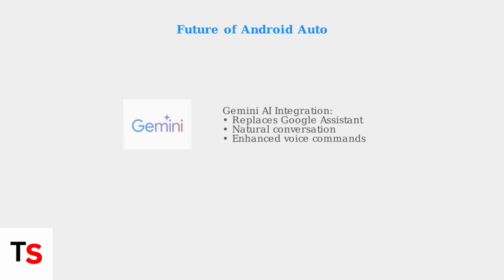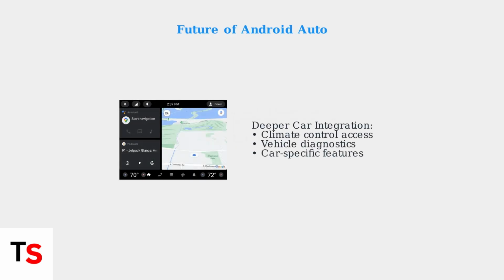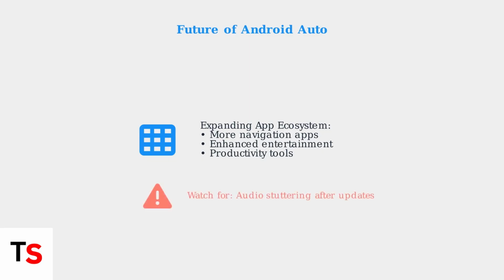Looking toward the future, Android Auto is evolving rapidly. The most significant change is the integration of Gemini AI, which will replace Google Assistant and provide more intelligent conversational interactions. Android Auto will also integrate deeper with vehicle systems. Expect direct control of climate settings, access to vehicle diagnostics, and integration with car-specific features through the Android Auto interface. The app ecosystem will expand significantly, with more navigation apps, entertainment options, and productivity tools becoming available.